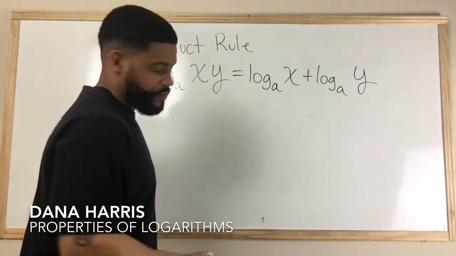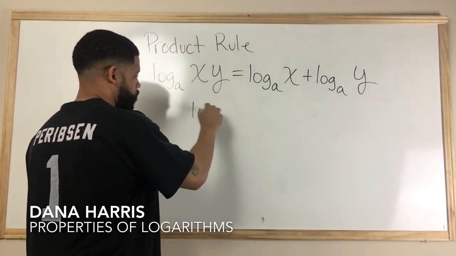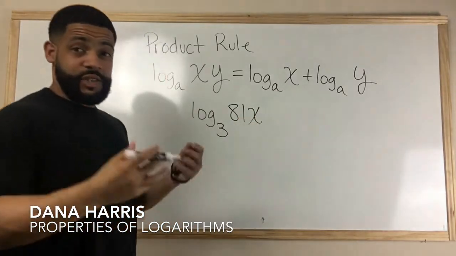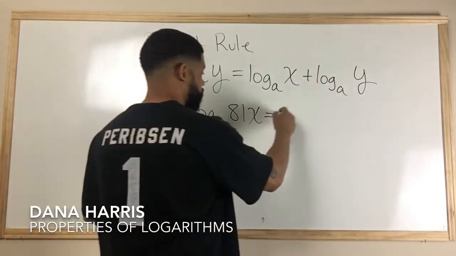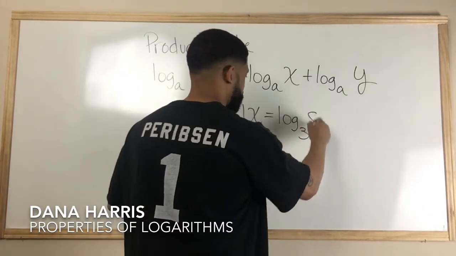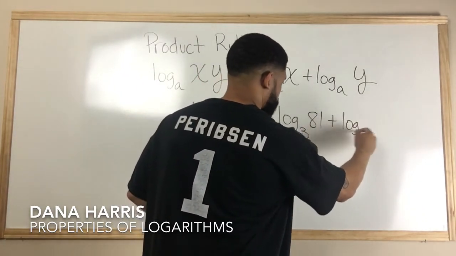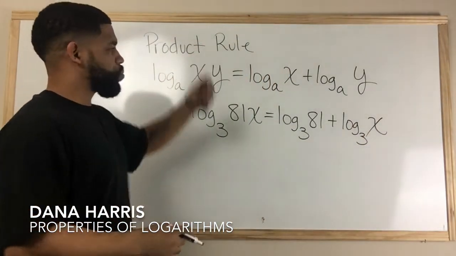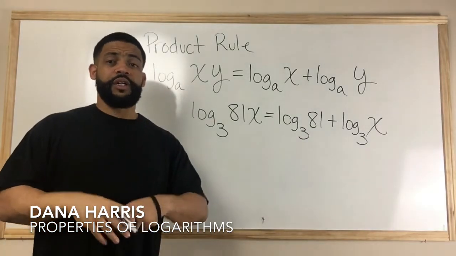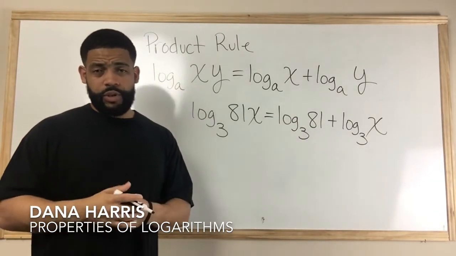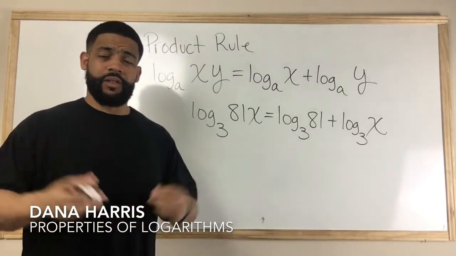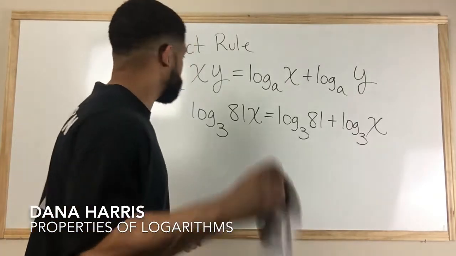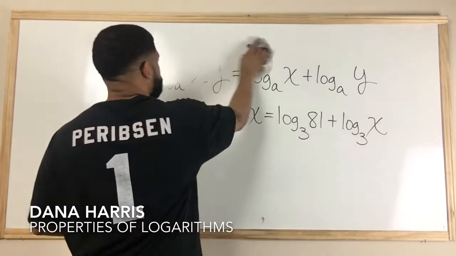So for example, let's say if I have the log base 3 of 81x. I can expand this and make it the log base 3 of 81 plus the log base 3 of x. Okay? So this is the product rule. The product rule tells me if I have the log of two things that are multiplied together, then I can expand them keeping the same base and add those logs, okay? So that's the product rule. Let's go on to the next rule.